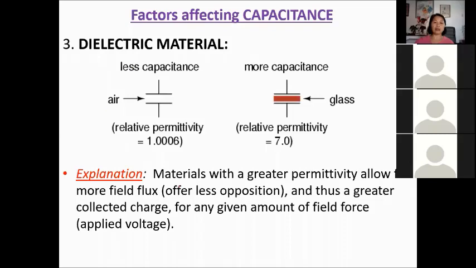Dielectric material, so materials with greater permittivity allow for more field flux, and thus a greater collected charge for any given amount of field force. So, generally, pag ang dielectric material made of solid or mga solid materials, then higher ang capacitance value compared in air or in vacuum and even in liquid.